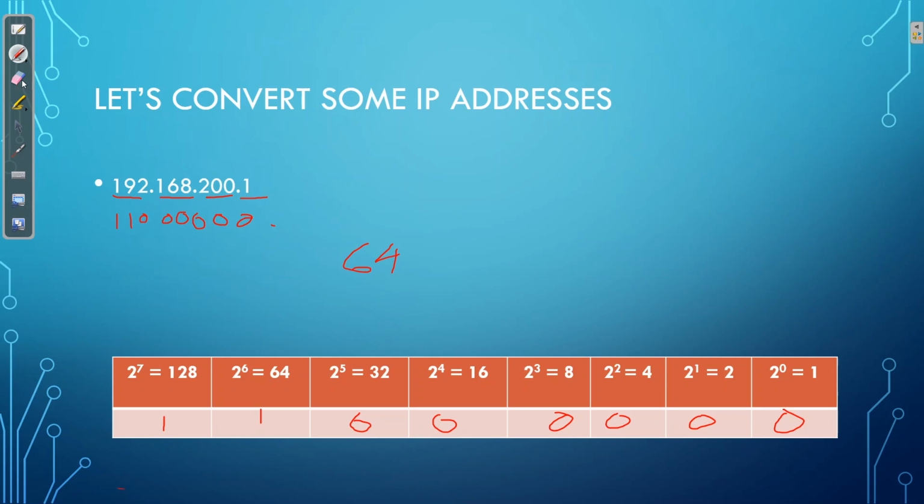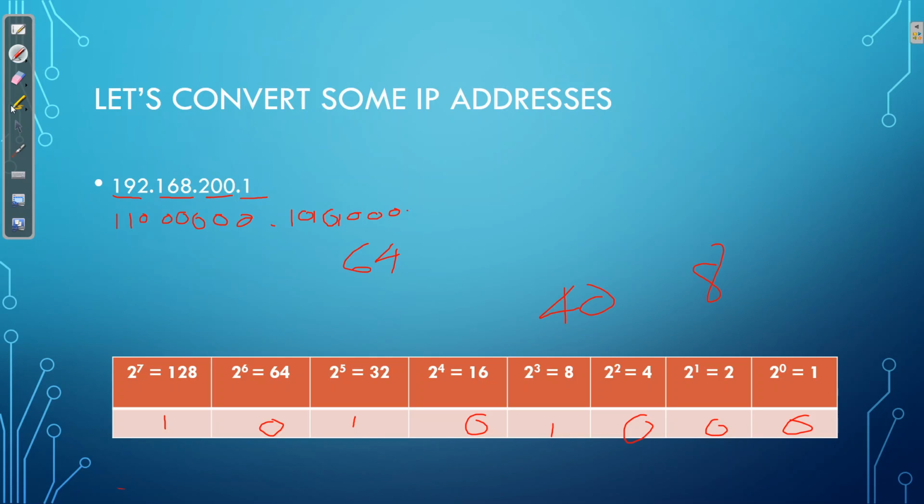Let's convert 168. Again, we're going to go with 128 because obviously that fits into 168. That leaves us with 40. 64 doesn't fit into 40. 32 fits into 40, so that leaves us with 8. 16 doesn't fit into 8. 8 obviously fits into 8. For 4, 2, 1, we don't need those last 3 bits turned on, so we set those to 0. And that gives us 168 in binary: 1, 0, 1, 0, 1, 0, 0, 0.